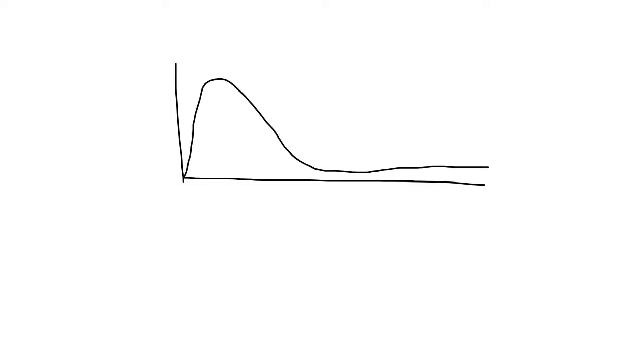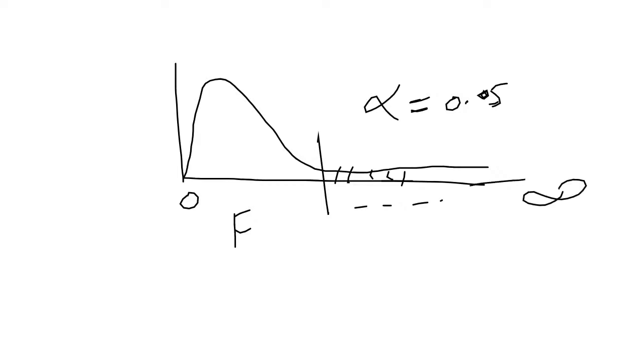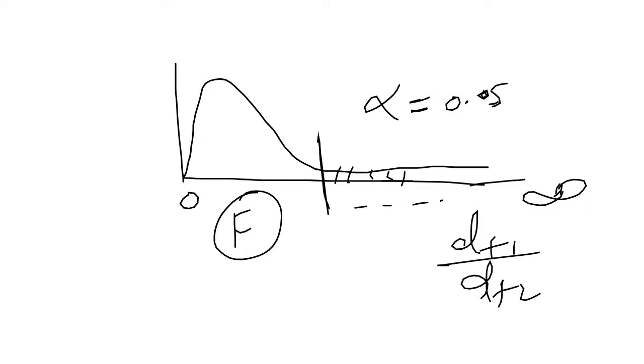Yeah, this kind of turned out well. So if I want the alpha value to be equal to 0.05, then this is the F value, which starts from 0 and goes all the way to infinity. Now, this F value is a standard value for various combinations of degrees of freedom 1 by degrees of freedom 2.